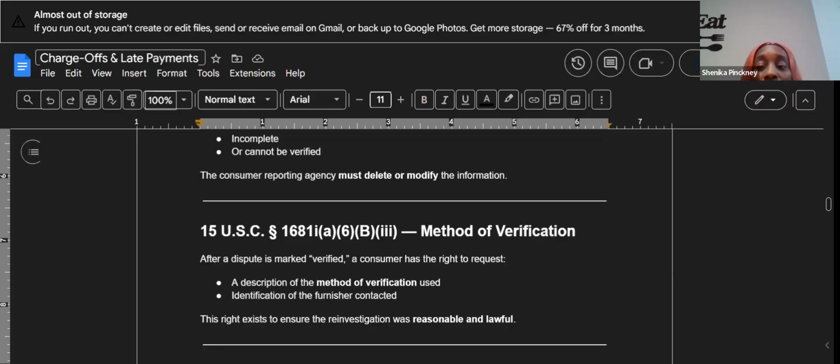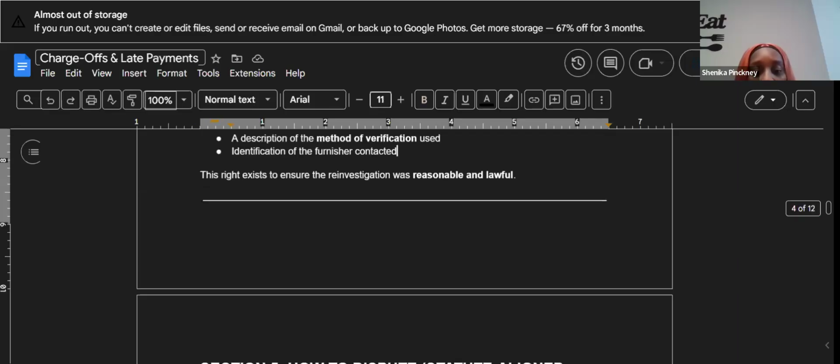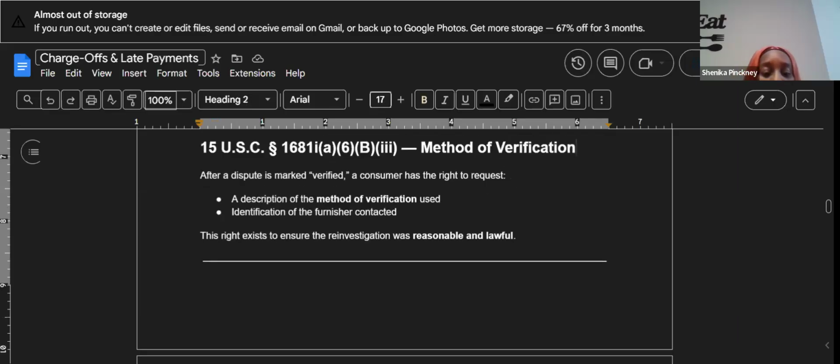All right. And this is the law that actually pertains to that method of verification. This is also part of the Fair Credit Reporting Act. So I just wrote here that after a dispute is marked verified, a consumer has the right to request a description of the method of verification used, and identification of the furnisher contacted. The right exists to ensure the reinvestigation was reasonable and lawful.